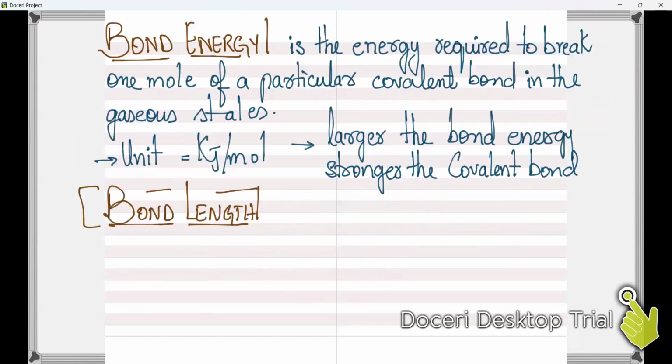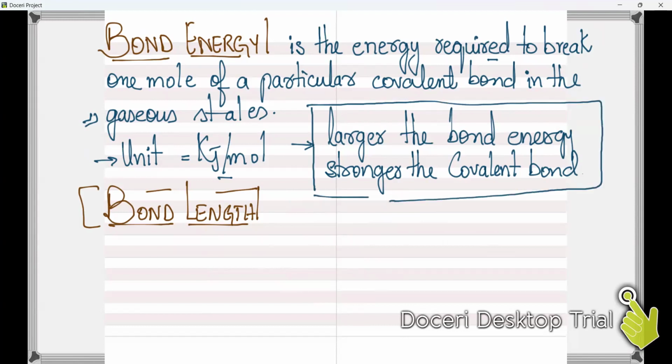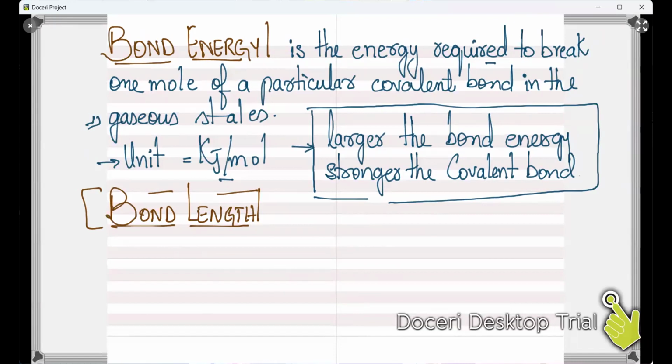Moving ahead, next what do we have? Bond energy. What is this? Bond energy is basically the energy required to break 1 mole of a particular covalent bond in a gaseous state. Please remember this, that we are talking about the gaseous state. What is the unit going to be? The unit is kilojoule per mole. And this is the most important point you need to remember: larger the bond energy means what? Larger or stronger the covalent bond. If you need a lot of energy to break a bond, that means the bond was stronger. Any confusion?